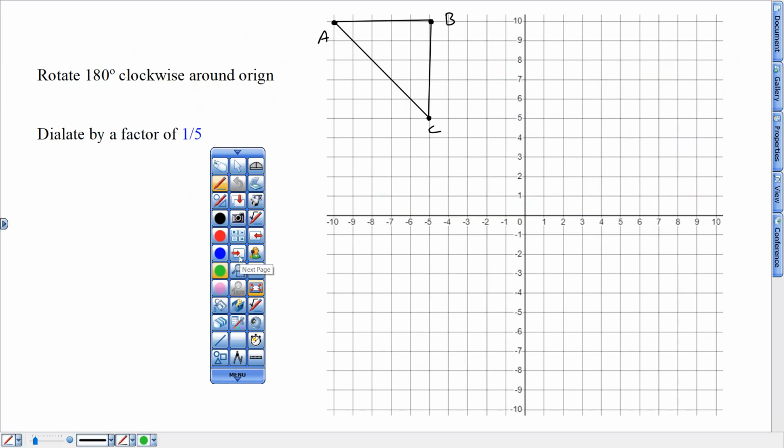For this one, we're doing a 180 rotation and then a factor of 1/5. That means we're going to be dividing by 5. Dividing by 5 on this one. So write the coordinates.